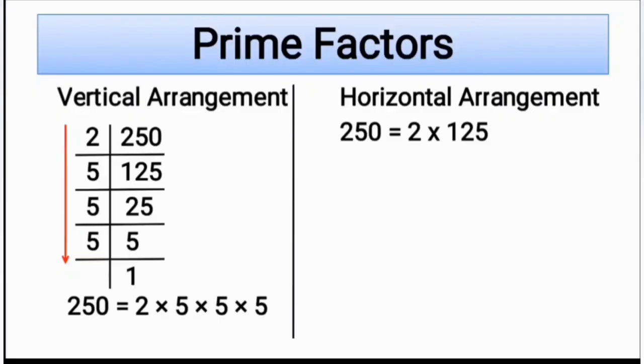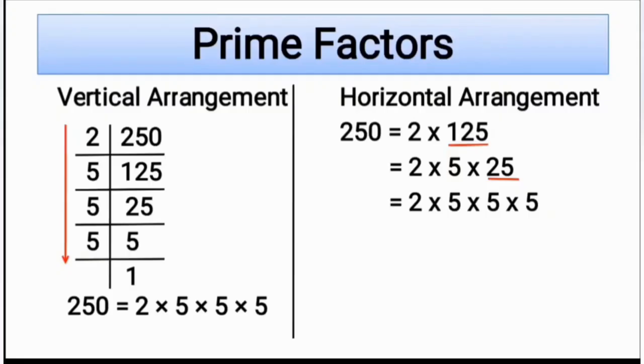We can represent 250 as 2 multiplied by 125. Here 2 is a prime number and 125 is a composite number. So represent 125 as 5 multiplied by 25. Here 2 and 5 are prime numbers and 25 is a composite number. Write down 25 as 5 multiplied by 5. So we get 2 multiplied by 5 multiplied by 5 multiplied by 5.